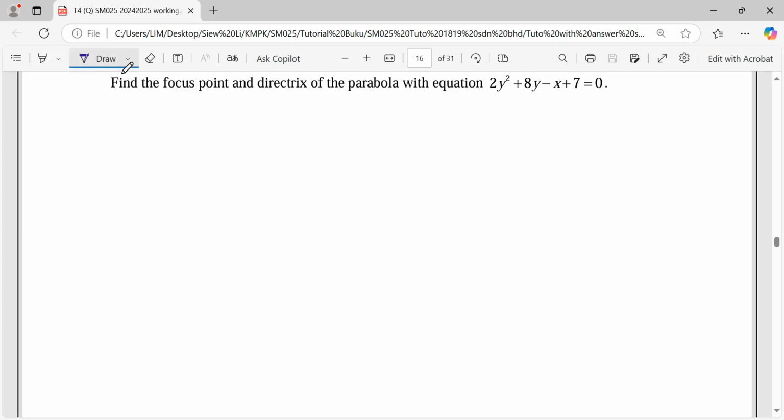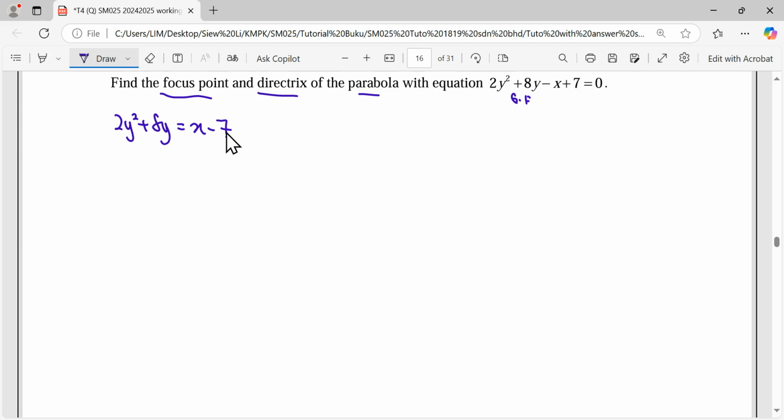Hi everyone, for this question they ask us to find the focal point and directrix of the parabola with this equation. So this is a general form equation. As you can see, we expand it out so we get it to the standard form. For the term with the square, we remain it on the left hand side. The term without the square, we move to the right hand side. So plus x minus 7.